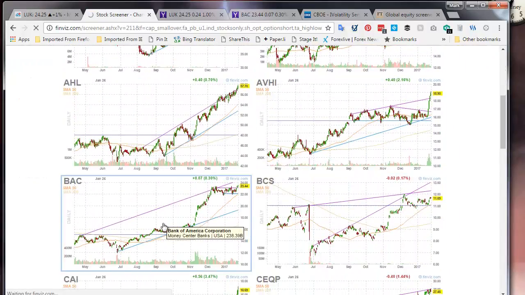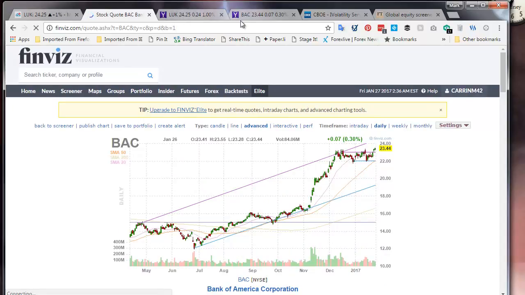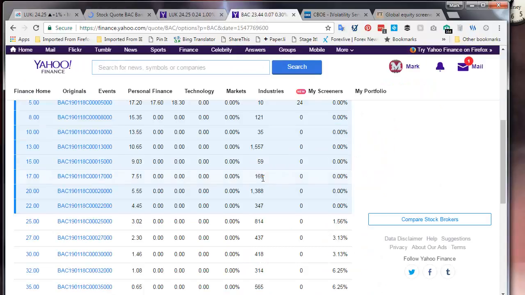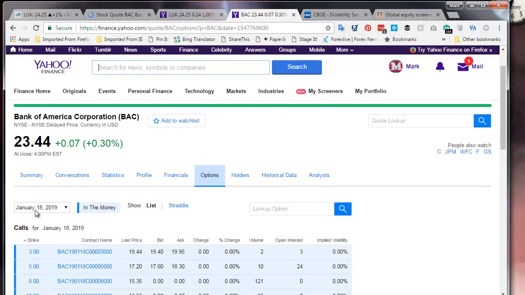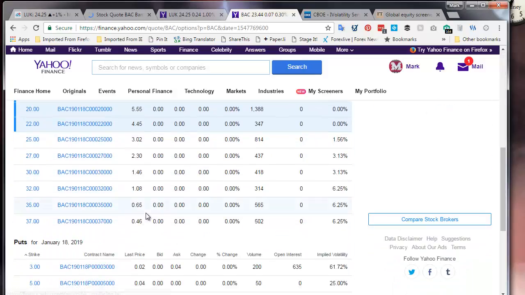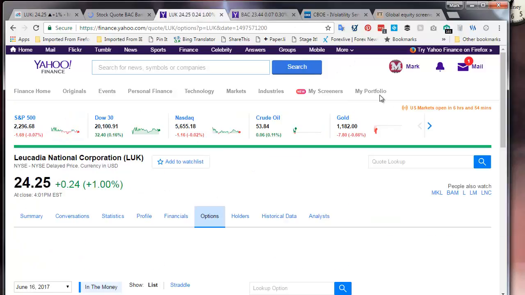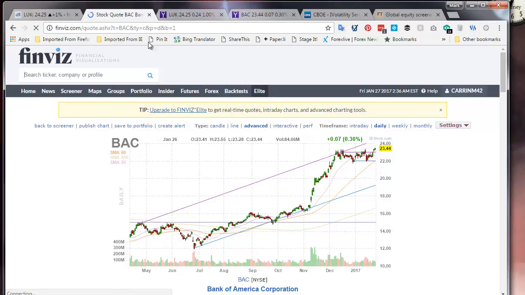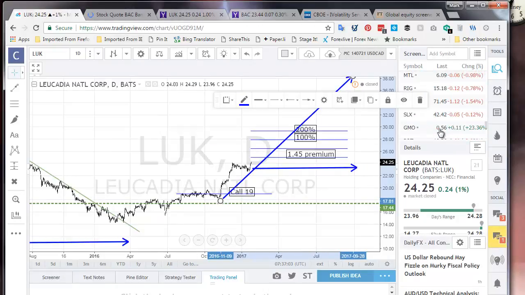Bank of America. Bank of America I have here. I can buy January 18, 2019 options. Current share price is 23.44. I can buy them for 25, for which I'd have to pay 3, so I'd need to be breaking over $28 to break even. Do I think Bank of America is going to do more than that? And then the process would be to have a look at the charts and to decide whether Bank of America is going to do better than that.